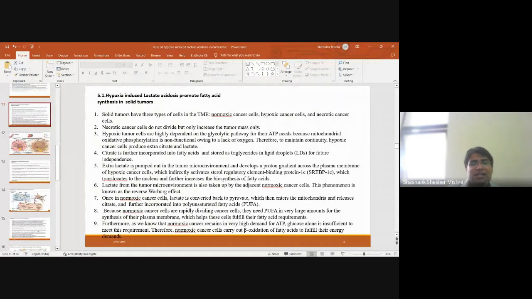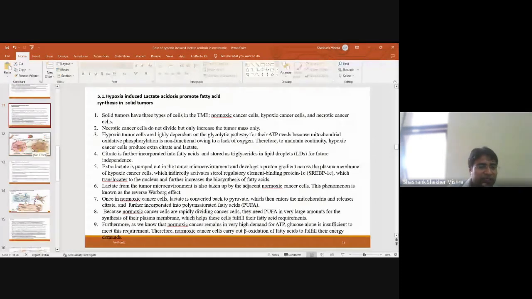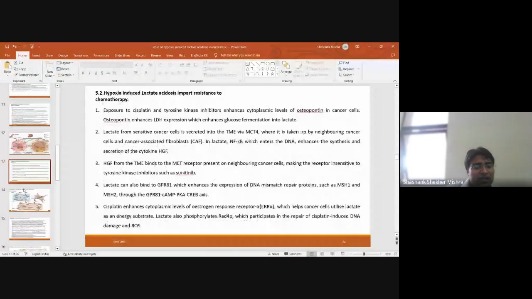Extra lactate is pumped out into the tumor microenvironment and develops a proton gradient across the plasma membrane of the hypoxic cancer cell, which indirectly activates sterol regulatory element binding protein, which translocates to the nucleus and further increases the biosynthesis of fatty acids. So this is the mechanism of how lactate is usually utilized by the normoxic and hypoxic cancer cell for synthesis of fatty acids.